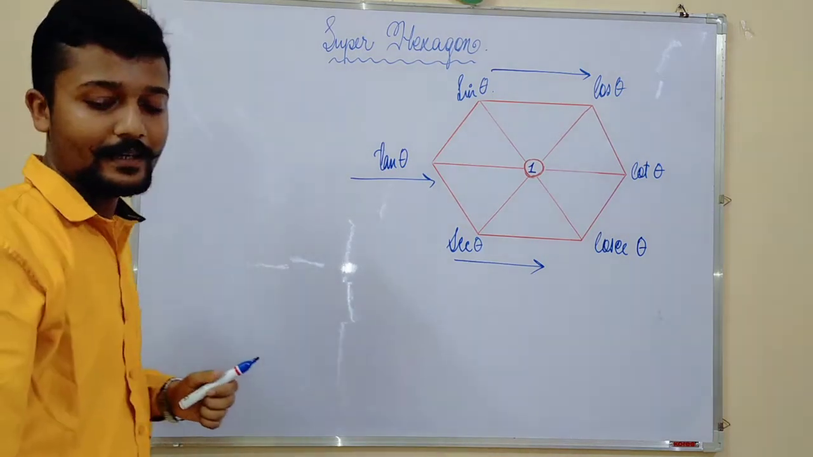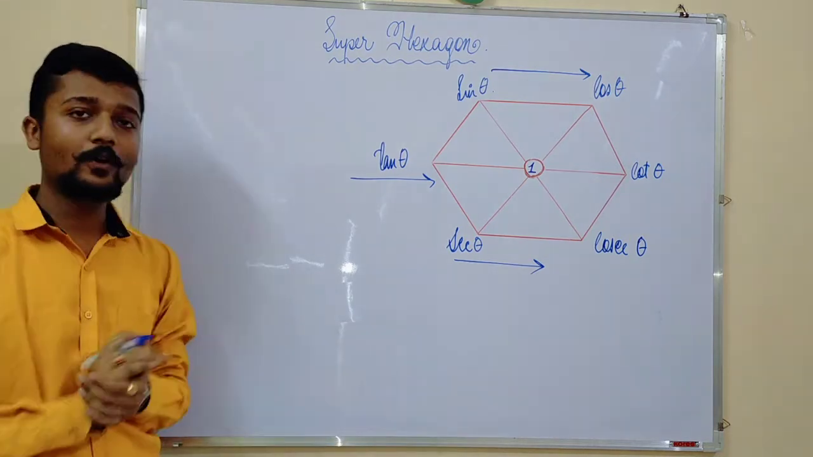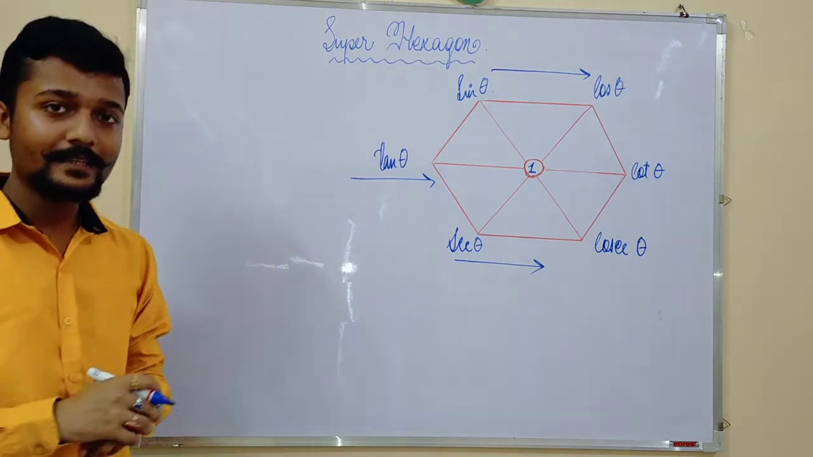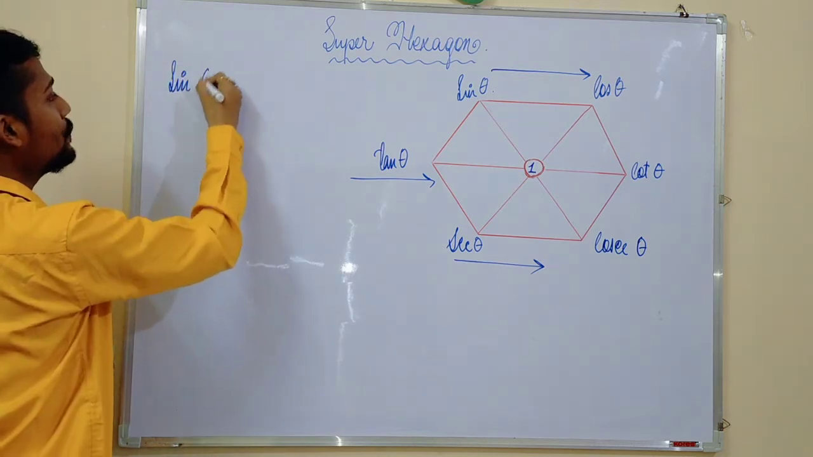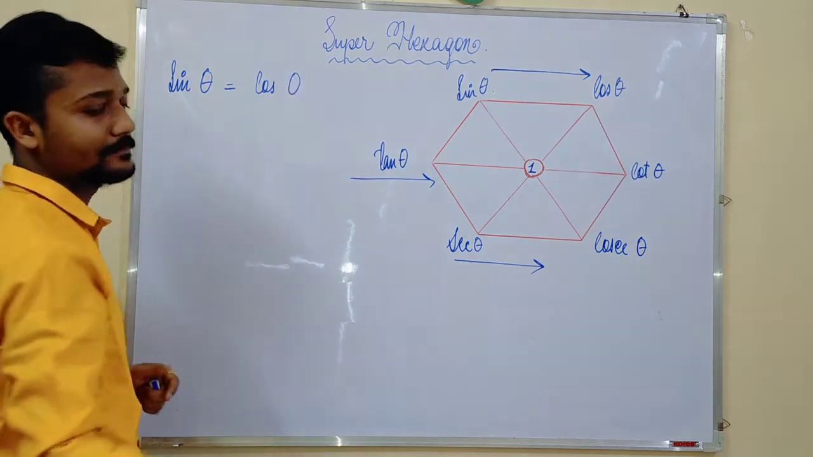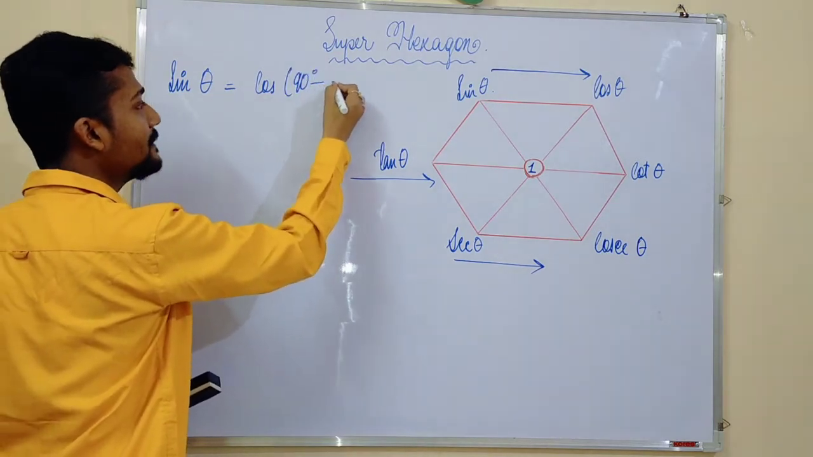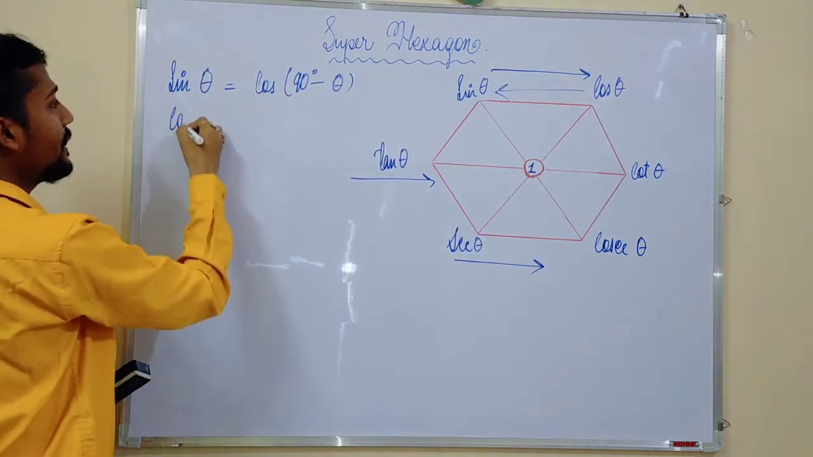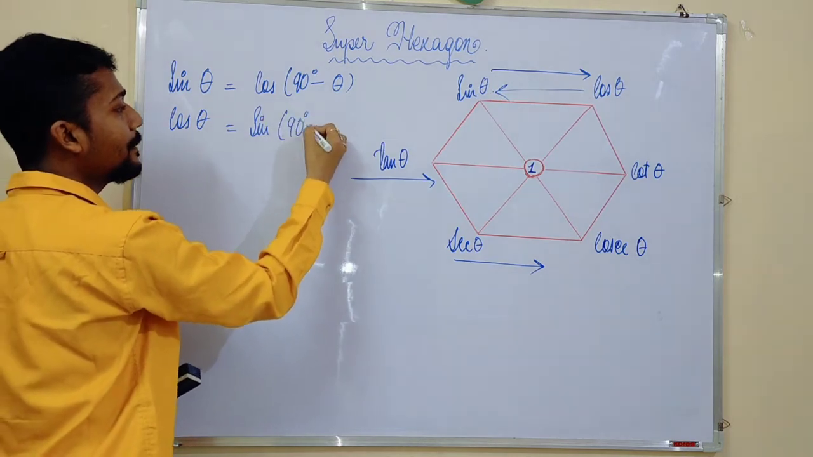What I have said is that there is a relation between the functions of trigonometric identities along with whom? Complementary angles. So let us see what are the things we can derive from this. Sin theta is equal to cos 90 degree minus theta. Similarly, we can go in this direction even. Cos theta is equal to sin 90 degree minus theta.